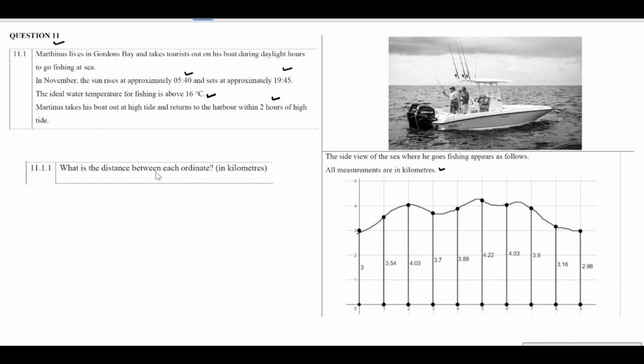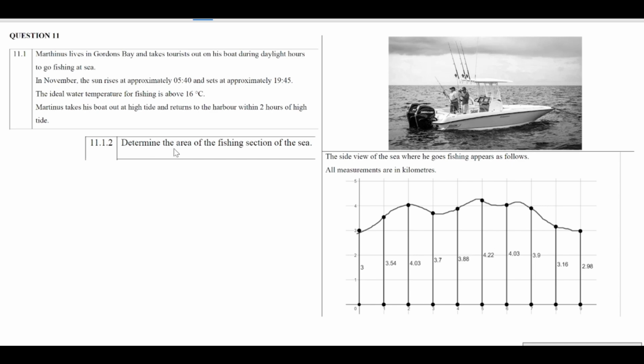What is the distance between each ordinate in kilometers? What are ordinates? These are your ordinates, you see the space here. So we have a number of ordinates, and the distance between each ordinate, from 0 to 1, is 1 kilometer. From 1 to 2, another kilometer, and from 2 to 3. So the distance between each of those ordinates is just 1 km.